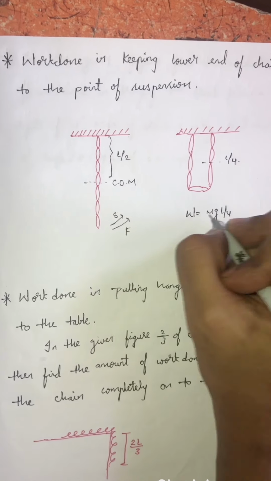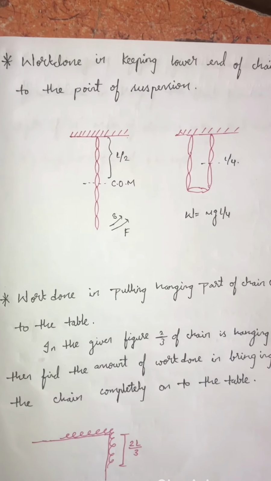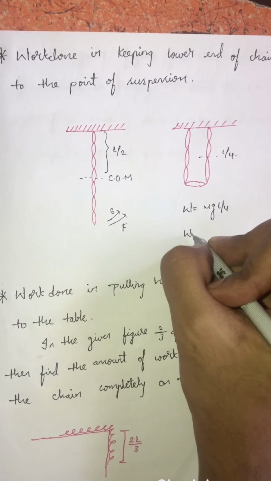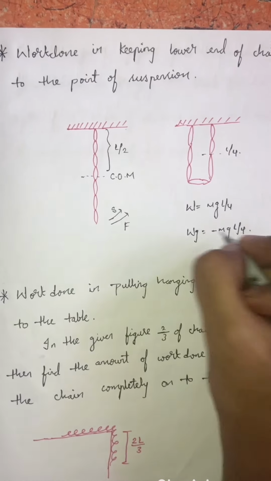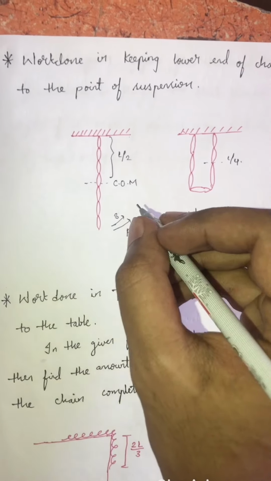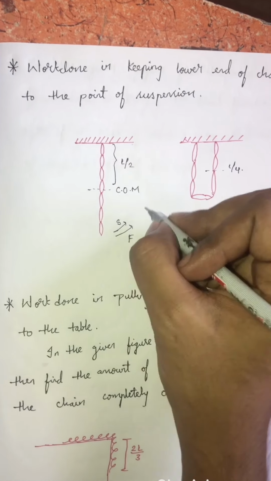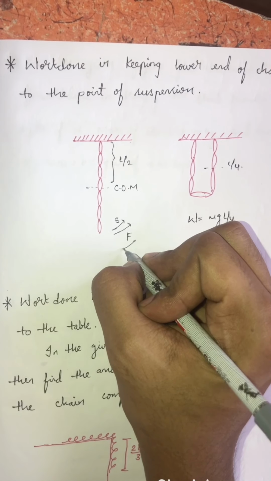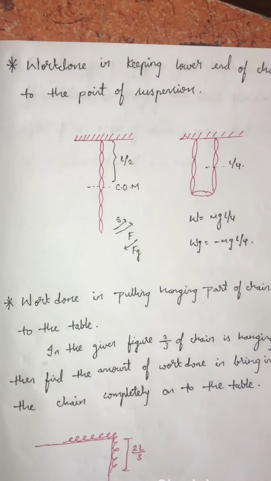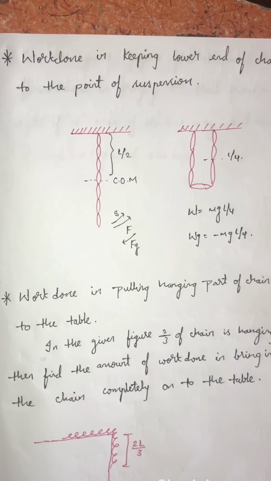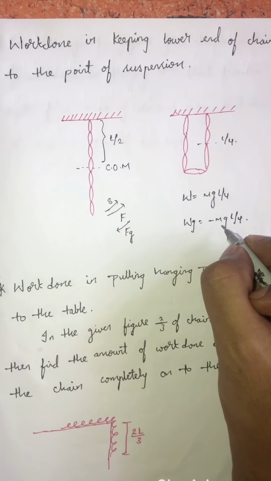Work done due to gravitation. If we consider work done due to gravitation, then work done will be equal to minus mg L/4. Why minus? As always, gravitational force will act downward. The displacement is acting upward. The gravitational force will act in the opposite direction. So as both are in opposite directions, theta will be equal to 180 degrees. So cos 180 will be equal to minus 1. So work done due to gravitation will be equal to minus mg L/4. That's clear. Fine.